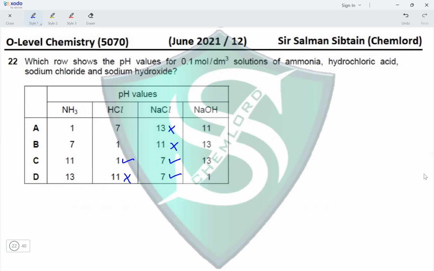Looking at NaOH. NaOH is a strong base. A strong base would have a higher pH. So a pH of 13 is basic, whereas a pH of 1 is acidic. So D again is wrong in this regard. And ammonia is a weak base. Ammonia would have a lower pH compared to NaOH. So if NaOH has a pH of 13, ammonia would have a lower pH. Here, option C has a pH of 11, which is lower than the pH of 13 for NaOH, which makes option C the correct option for this question.